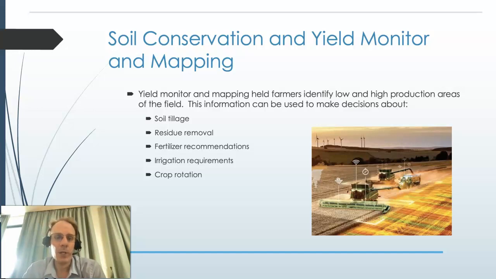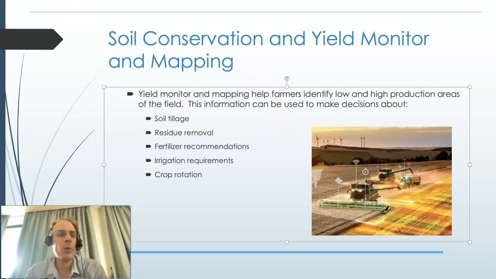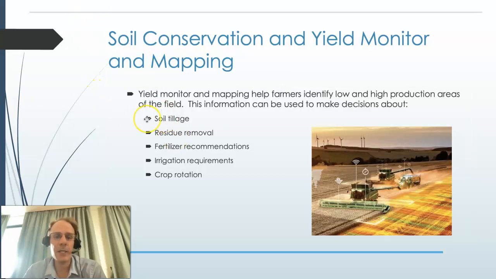For example, yield monitoring and mapping helps farmers to identify areas in the field that have low yielding or high production areas. These areas then can be further examined to see if we could modify our inputs. Other information that can be used from our yield is tillage. What areas of the field may need different types of tillage?